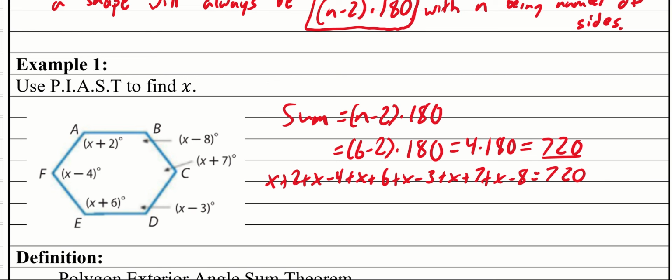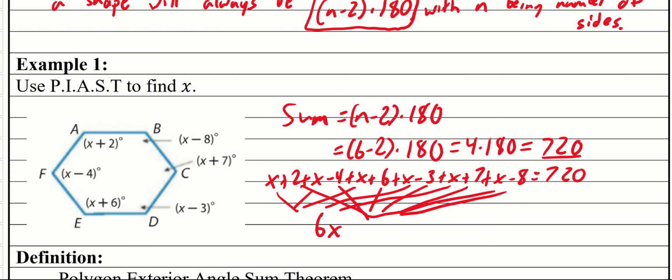Now I can combine my like terms. I'm combining all the x terms. There's 6 of them, and they're all just 1x. So adding them together, that's just 6x. Then I do the same thing with the numbers here. I have a positive 2, negative 4, positive 6, negative 3, positive 7, and negative 8.